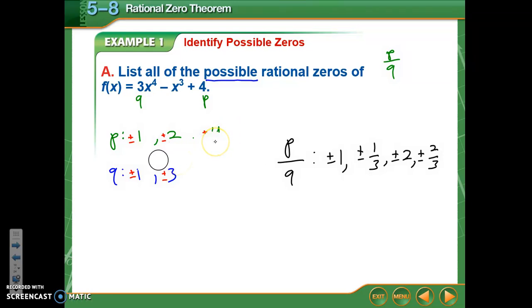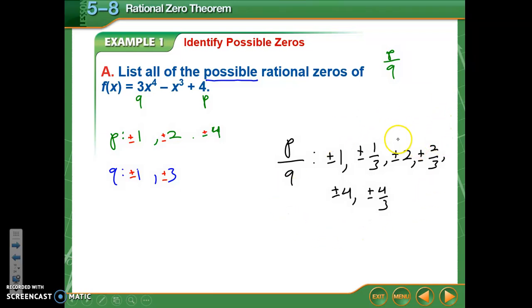So 4 over 1, plus or minus 4. So 4 over 1 and 4 over 3. 4 over 1 is just 4, so plus or minus 4. And 4 over 3, leave it as a fraction, 4/3. So this is the list of possible rational zeros.